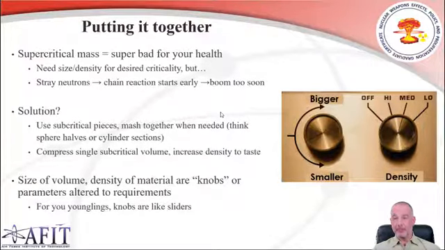The other way you could do it is that you could have a subcritical volume and compress it until the density becomes such that it is a supercritical volume. So we can either take pieces and put them together, or we could take something and squeeze it until it becomes supercritical. Now, these are kind of like the knobs that you can play with, the settings, if you will, that can be adjusted to customize your critical mass or your supercritical mass to whatever application you happen to have. And for those of you too young to remember what knobs are, think of them more as sliders. Not sarcastic, not at all.